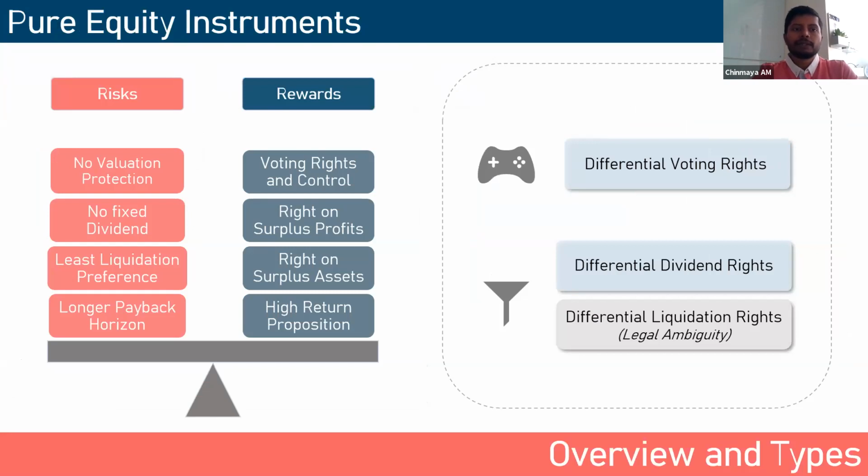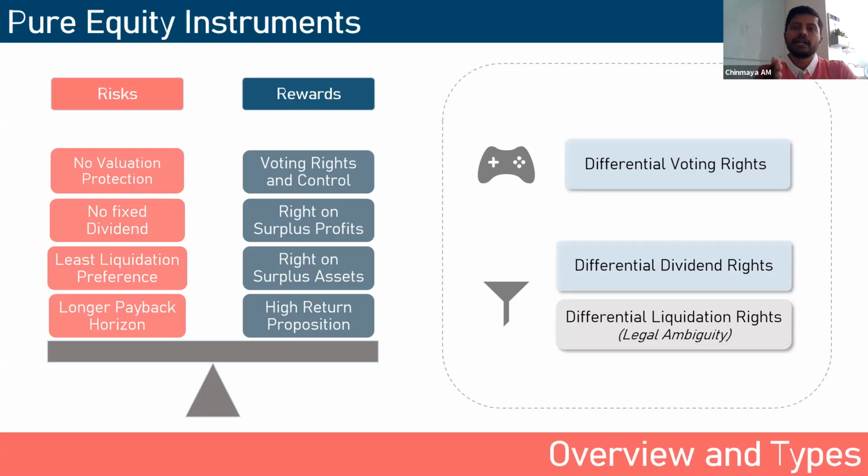Equity, as we discussed, has no value protection. The risk is that there is no value protection. Once it is invested, we don't know whether we'll get it back. There is no fixed dividend at the same time, and it has the least liquidation preference. Liquidation preference applies at the time when the company is under a liquidity event, need not be closing down, or in case of any liquidity event, or essentially more so in case of winding up of the company.